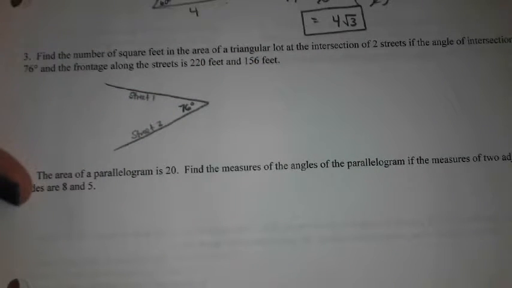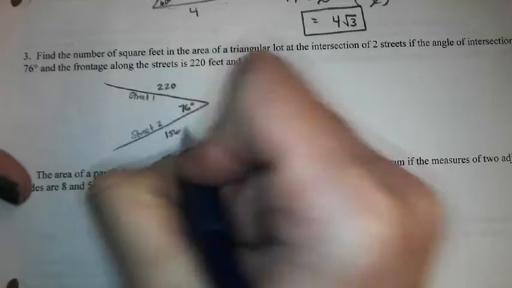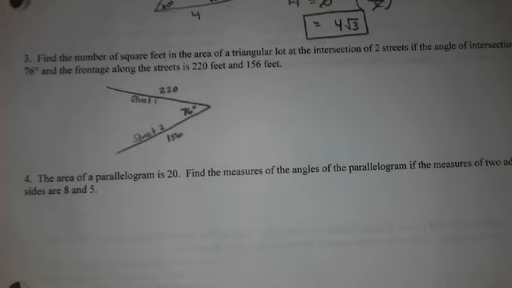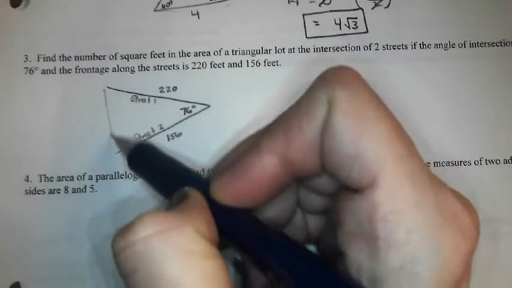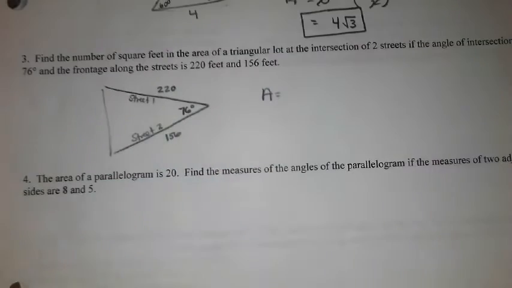And the frontage along the streets is 220 and 156. So the math here is no different. It's just they get a little fancier with the application and really try hard to make it real life. But at the end of the day, it's a triangle. Find the area. So area equals 1/2 AB sine C.